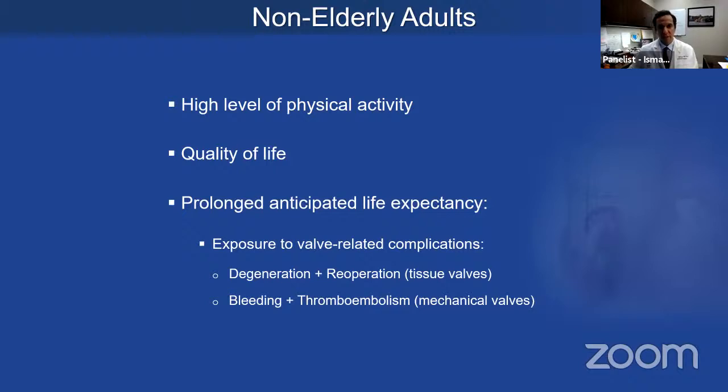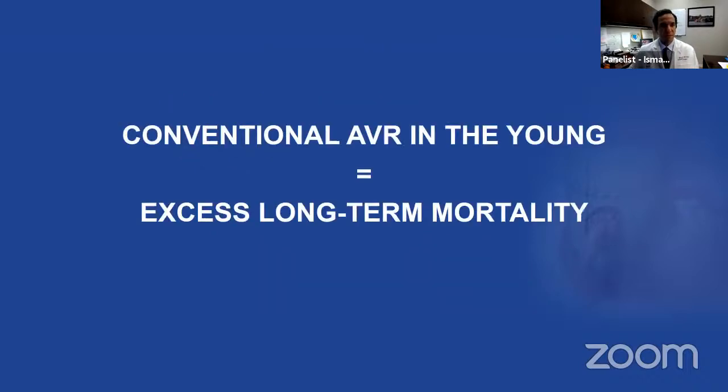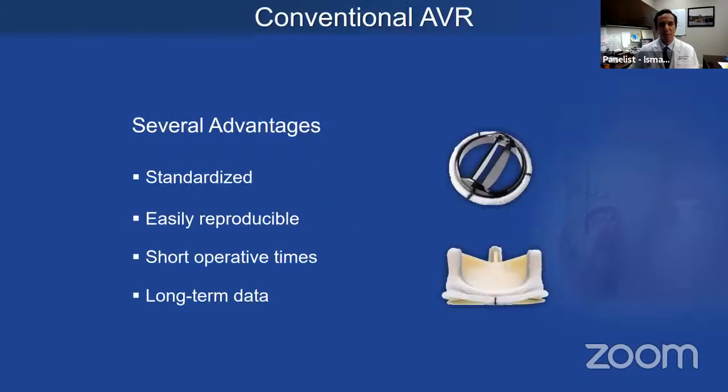So my first point in this presentation this morning is to show you that data about aortic valve replacement in the young shows that it is associated with excess long-term mortality when we use prosthetic valves, whether they be mechanical or tissue valves. Now, that being said, there are many advantages to using a mechanical or a biological valve.